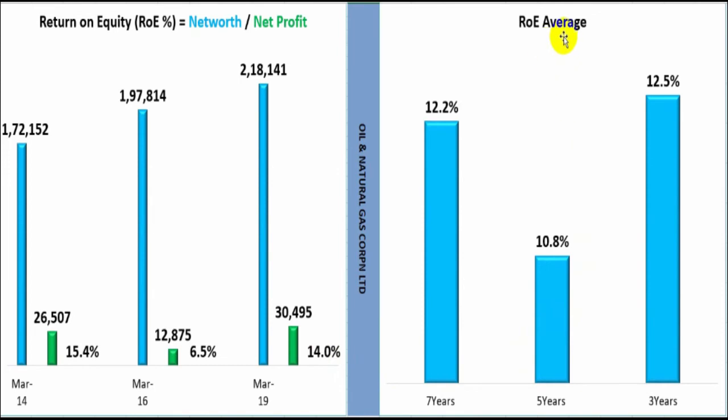Alternatively, we can look at its average of the last 3 years, 5 years and 7 years. That gives us an idea where the company's averages are, and then we can use that as our benchmark. Over the period, if we see, it has always been below 13% for all the different average years, and in March 19 it was 14%. So it is above its averages of all these multiple years.